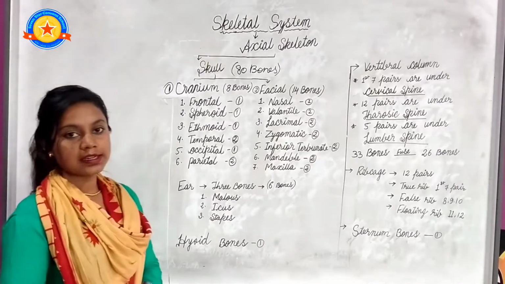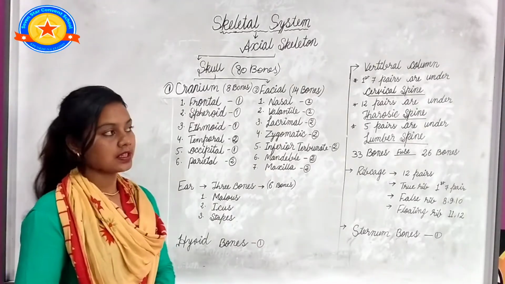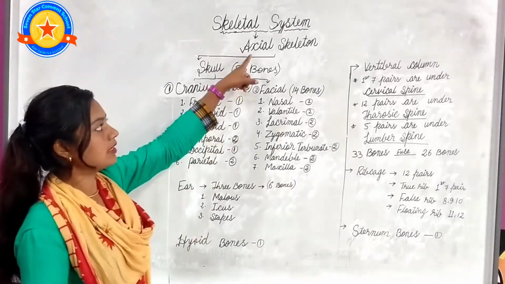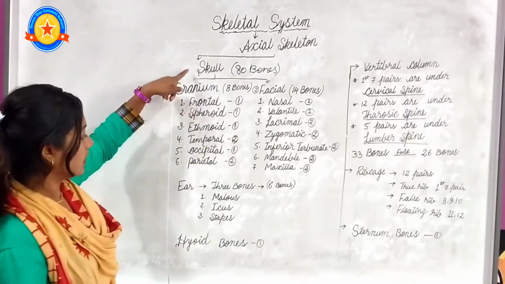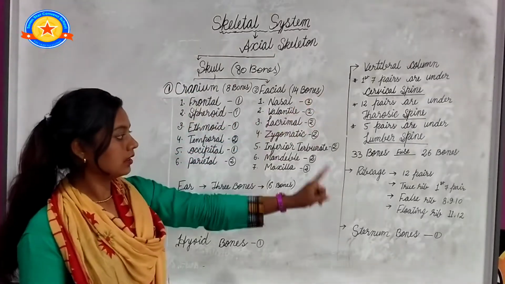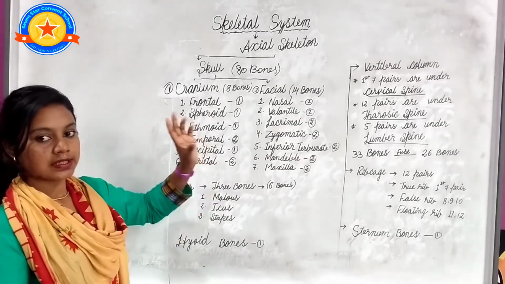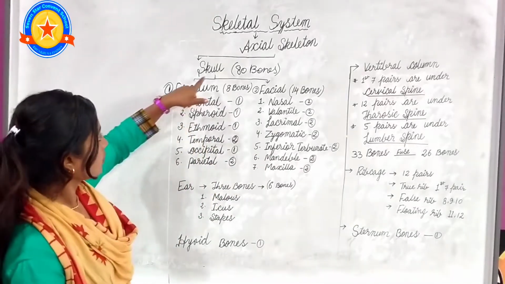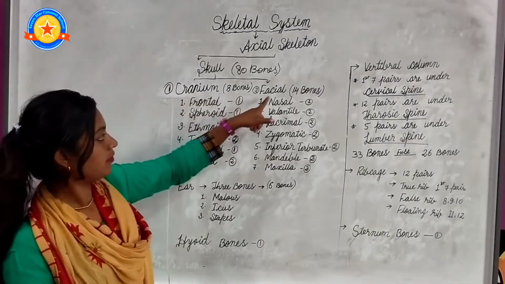See, two parts: the axial skeleton and the appendicular skeleton. Today we will discuss only the axial skeleton. In the axial skeleton, there are the skull, vertebral column and rib cage. These three parts we will discuss. In the skull it has two parts: cranium and facial.